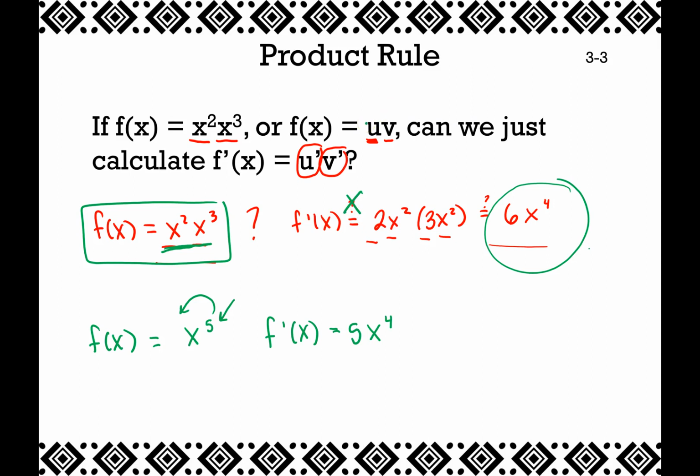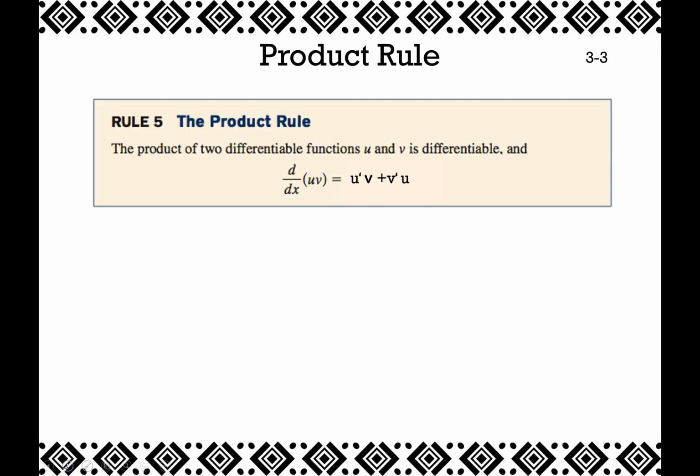When we're taking the derivative of two things that are multiplied, we cannot just take the derivative of the first and then multiply by the derivative of the second. That does not work. It is a common mistake that people do, and you will inevitably get the problem wrong. So what do we do? Okay, well, here's the rule, Rule 5, the product rule.